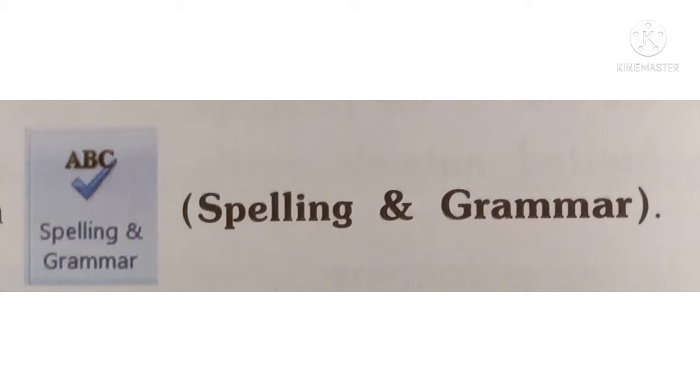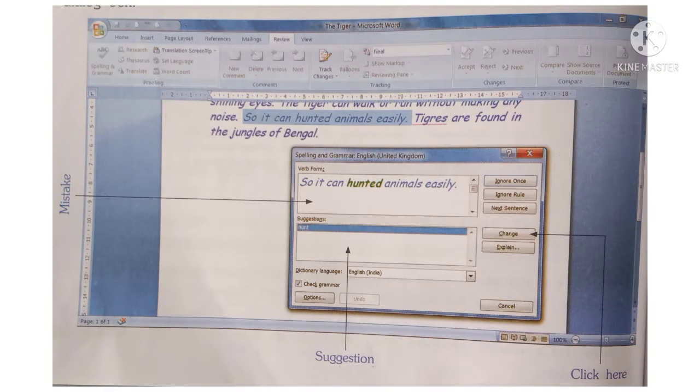For example, so it can hunted animals easily. Tigers are found in the jungles of Bengal. You can see a green wavy line under the word hunted. It indicates a mistake in grammar.